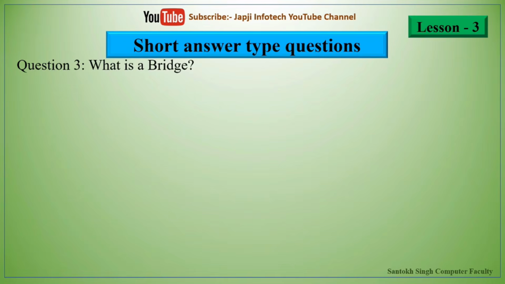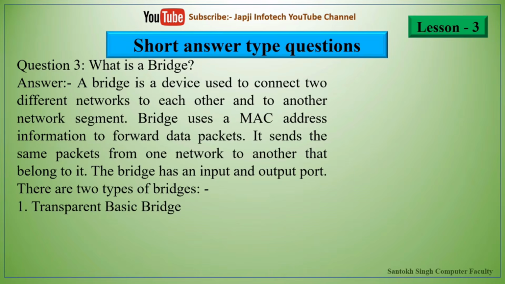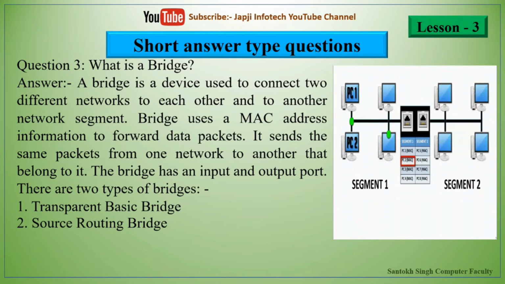So our third question is, what is a bridge? A bridge is a device used to connect two different networks to each other and to another network segment. A bridge uses MAC address information to forward data packets. It sends the same packet from one network to another that belongs to it. The bridge has an input and output port. There are two types of bridges. The first one is the transparent basic bridge, and the second one is the source routing bridge.